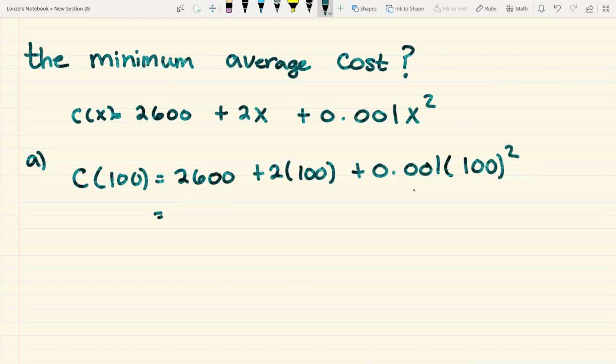Okay, so when I put that in the calculator, I get exactly 2810. So for 100 items, it would cost the company $2,810.